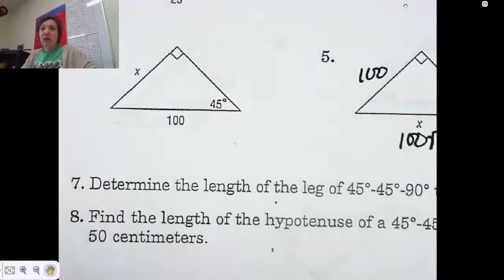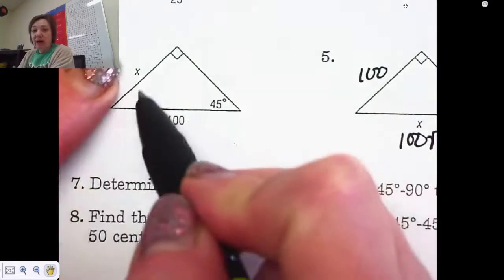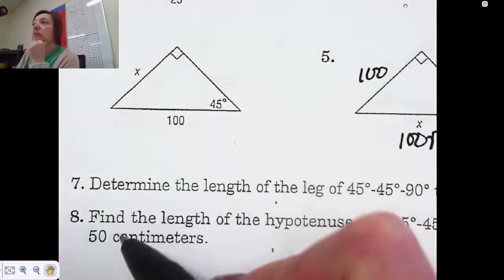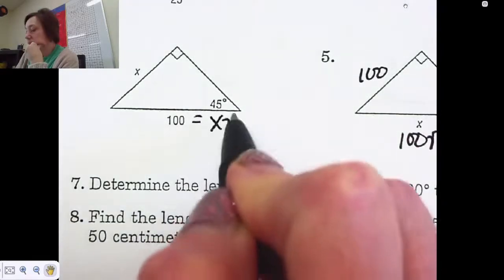All right, let's look at 4. 4 is the same scenario. Same song, second verse. This is 100. So to find this x over here, what are we going to do? And then what?